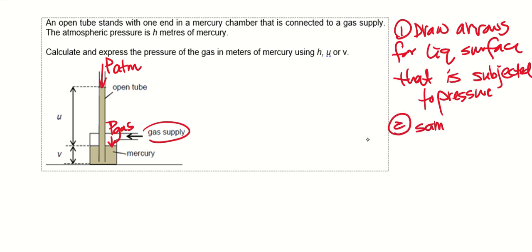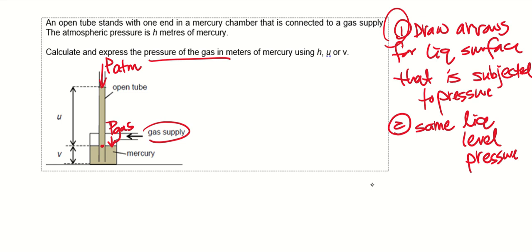Same liquid, same level, same pressure. This is very useful, so please use this. But a lot of students like to miss out this one, and in the end they will miss out on some pressure, right? So where do we have the same liquid, same level, same pressure? Can I choose this point? Because they want us to express the pressure of the gas in meters of mercury using all this h, u, or v. u is this height, v is this height, h is the atmospheric pressure.